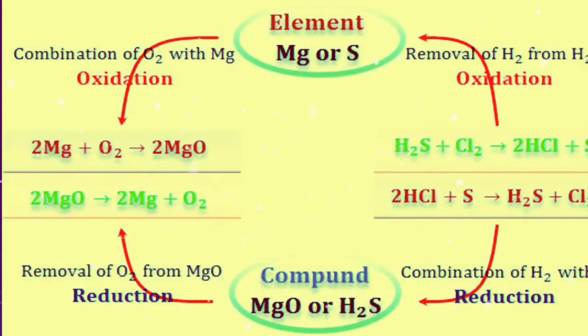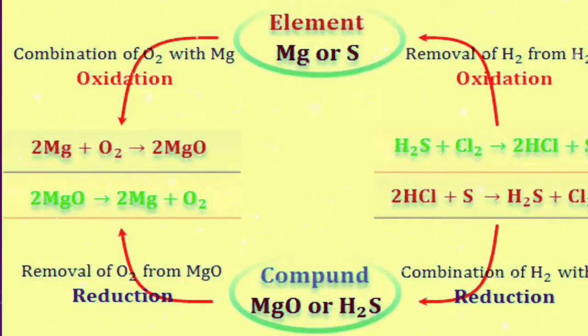Similarly, in the other reaction, when magnesium oxide loses oxygen, magnesium is converted back, and the removal of oxygen takes place from 2 MgO, so it is called reduction.